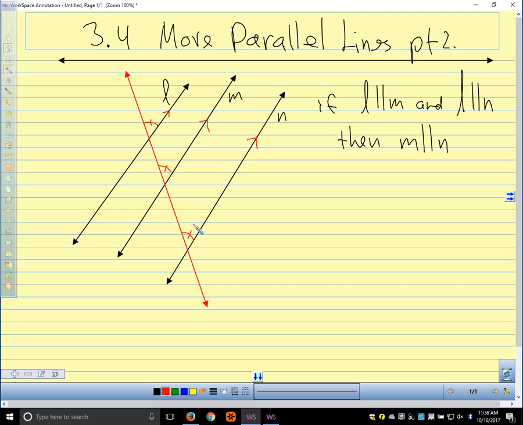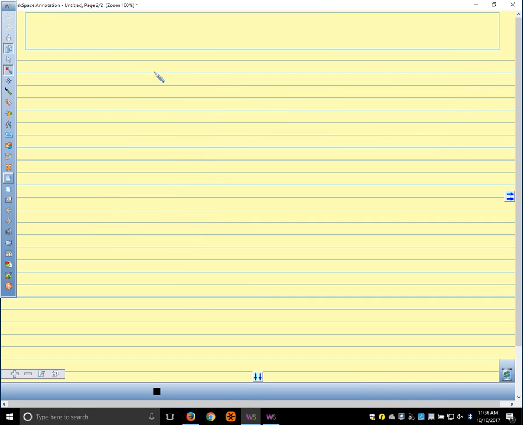And in words, what we'd say is if two lines are parallel to another line, then they're parallel to each other. All right. So kind of a transitive property for parallel lines is what this is essentially. All right, the next box.